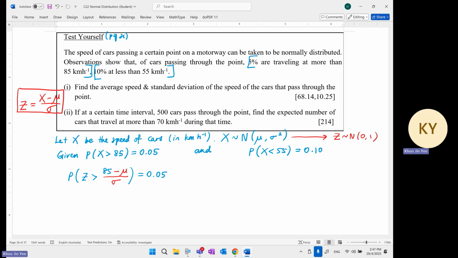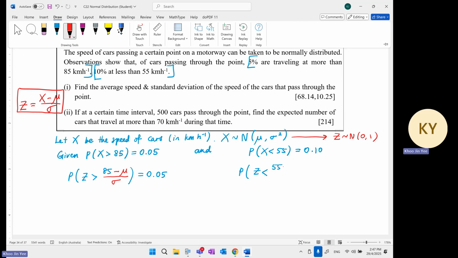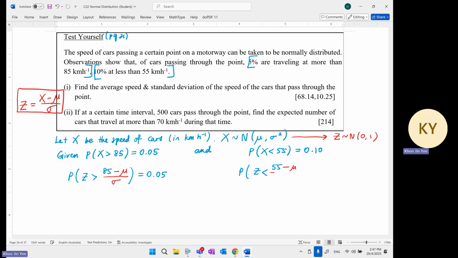Now let's standardize the other side also. When we standardize Z, the inequality still stays the same. 55 stays the same, but we need to change this to minus the mean over your standard deviation over here. So this one will be equal to 0.10.